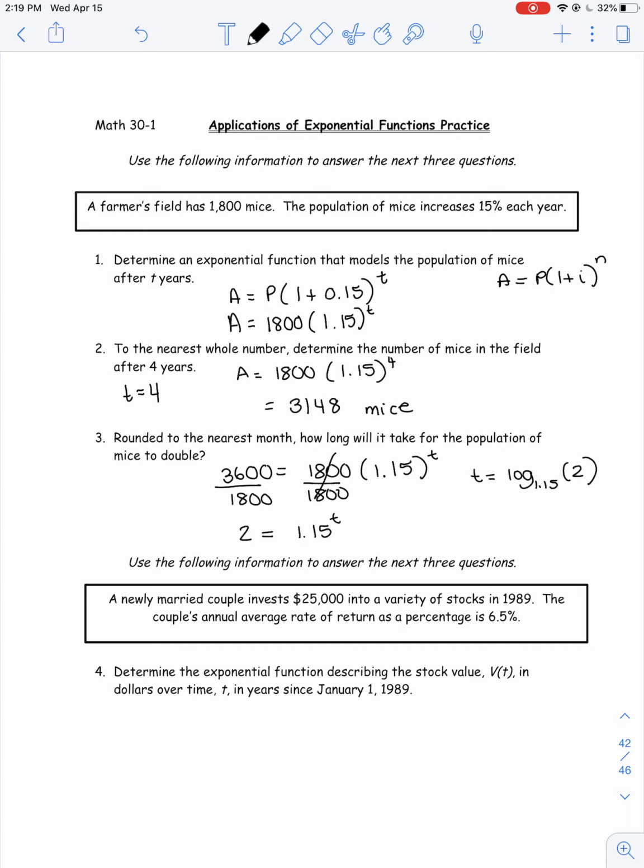It's going to be approximately, remember t represents years, we're getting 4.95 years, which is approximately 5 years. The question is, they want to the nearest month. So we're going to have to multiply this answer by 12 to get approximately 60 months. Okay, so that's our final answer there.